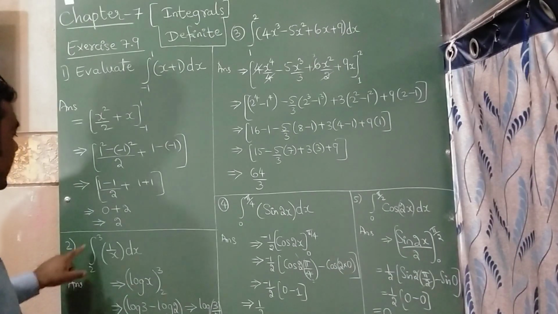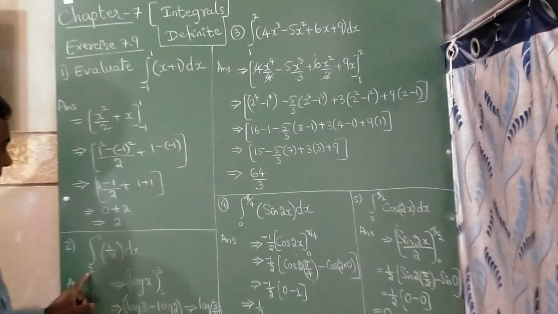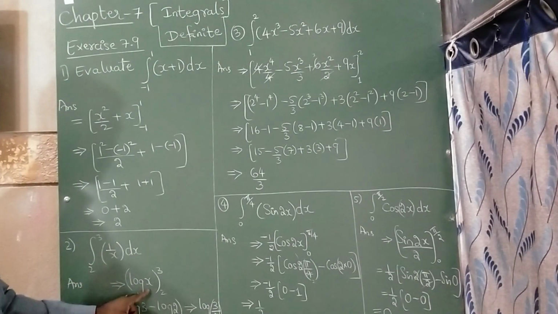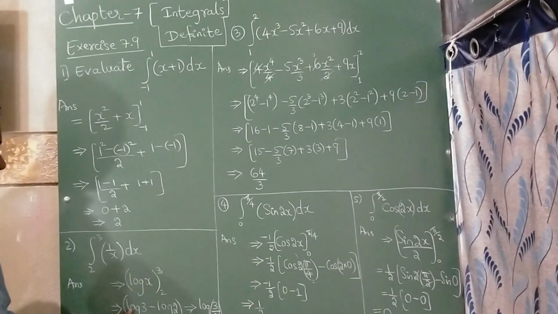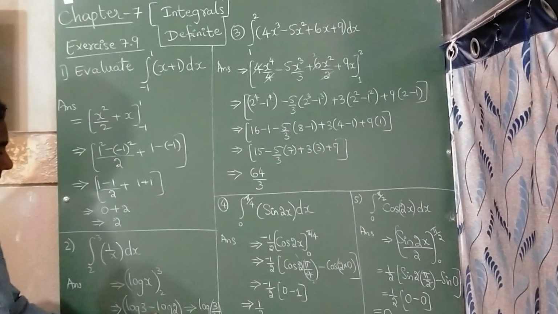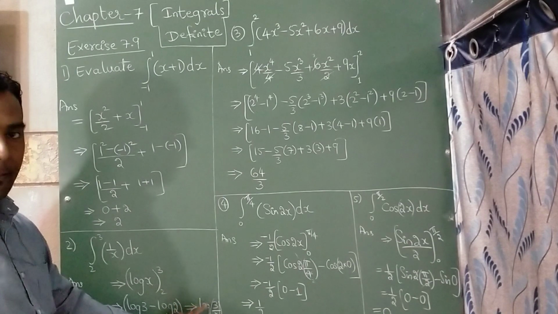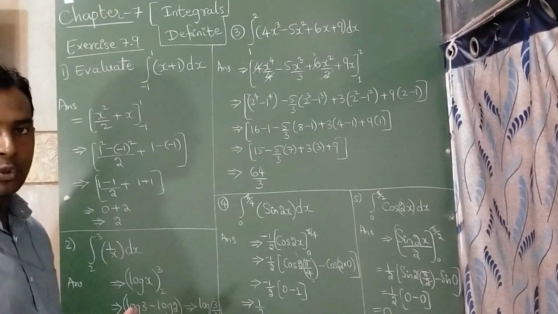Okay, the second question is integration of 1 by x dx and the limit they have given is 2 to 3. So integration of 1 by x is log x. So the limits are 3 and 2. So upper limit is 3, so I have written log 3 minus log 2. Now there is a formula for logarithm. Log m minus log n is log m by n. So the answer can be written as log 3 upon 2.